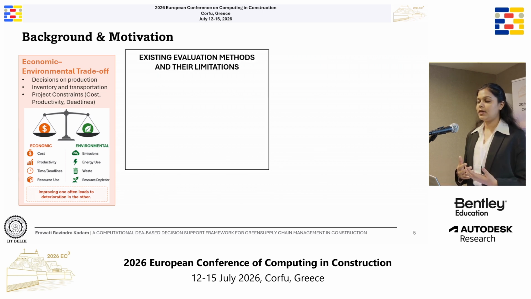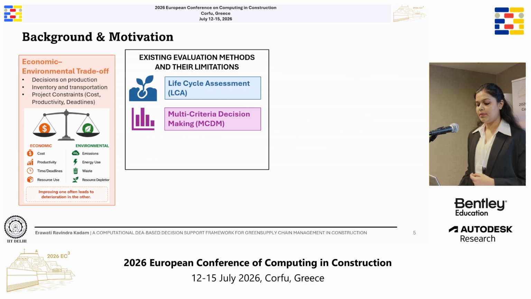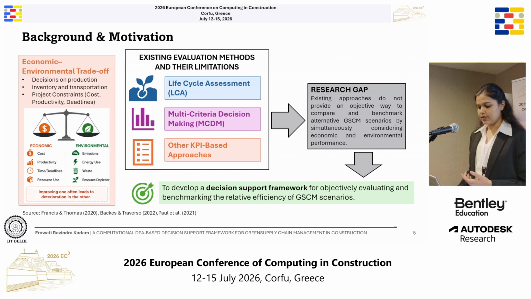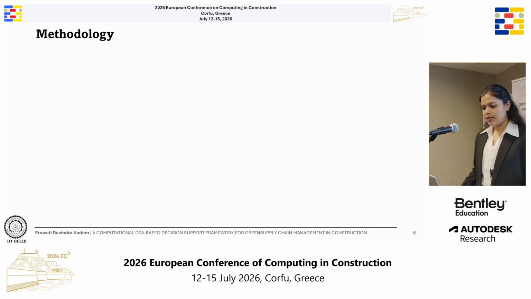There are existing methods which evaluate the best strategy, like life cycle assessment, multi-criteria decision making, and other KPI based approaches. But still, they are lacking in something. Life cycle assessment only focuses on the environmental aspects, but we require a balance. So to get that balance, I developed a decision support framework for objectively evaluating and benchmarking the relative efficiency of GSCM strategies. Now moving towards the methodology.